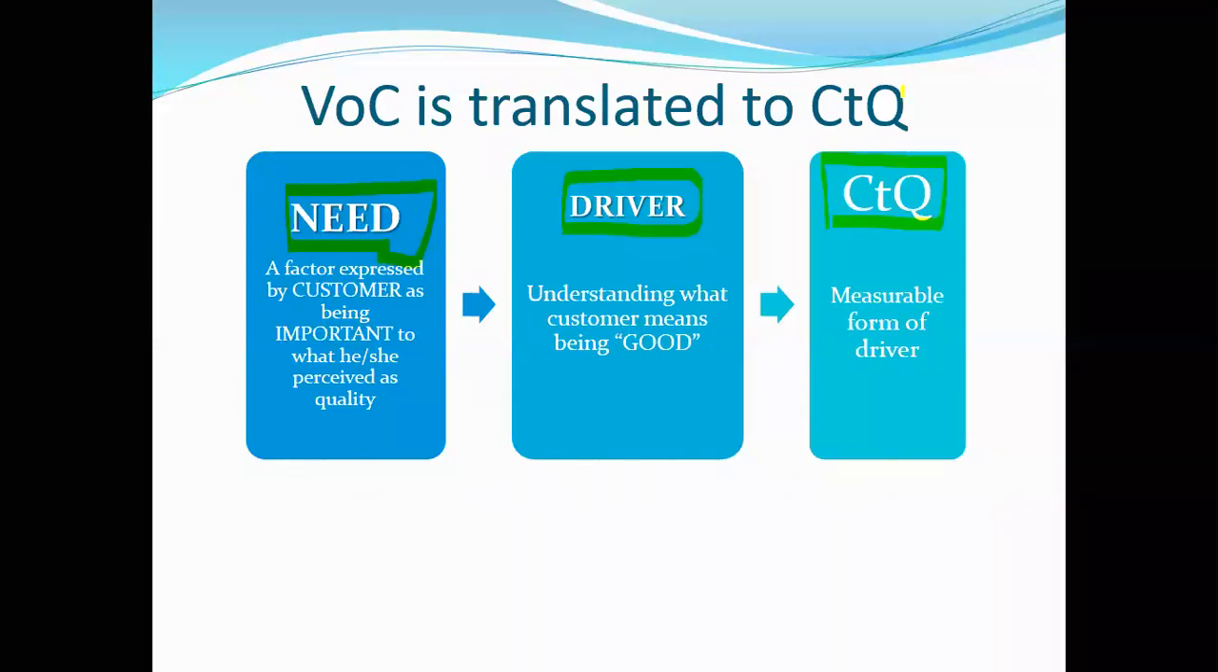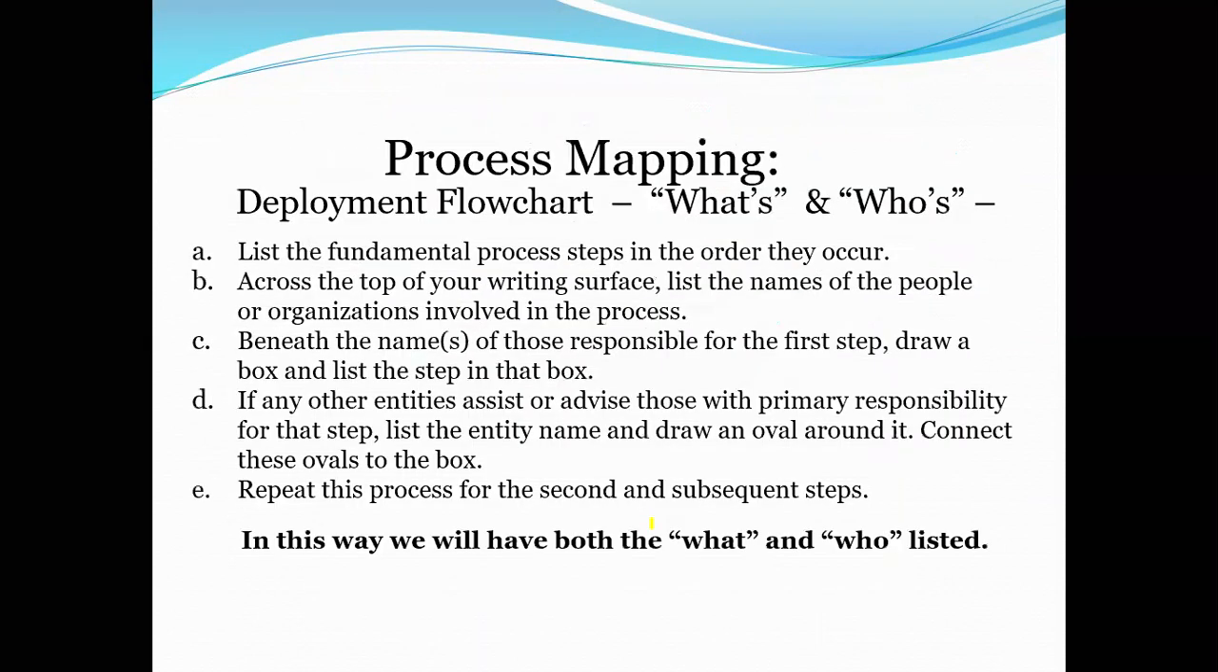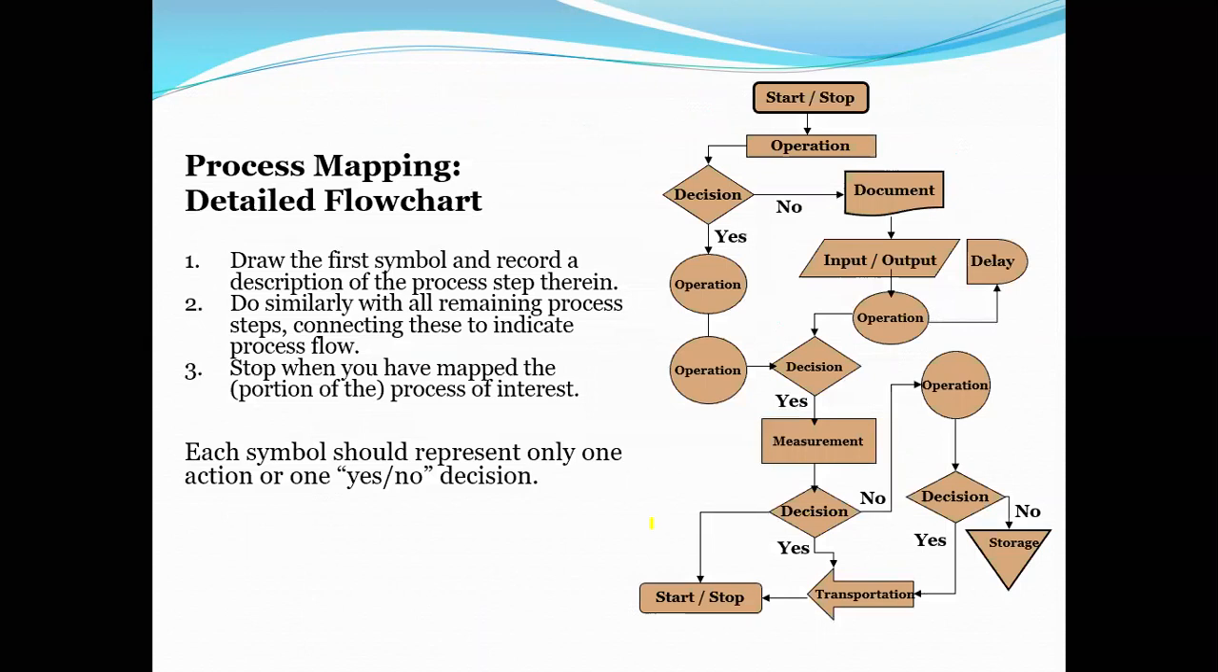Okay, now we will continue to the next tool, which we call process mapping. I think you already know about this. This is the flowchart that you learned from making the OPC, or just a simple flowchart. The diamond belongs to decisions, the circle belongs to the process, this shape belongs to the document, and the triangle belongs to storage. These are some of the shapes usually used in process mapping.